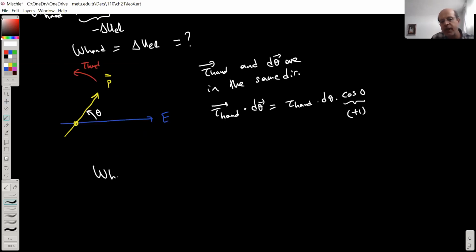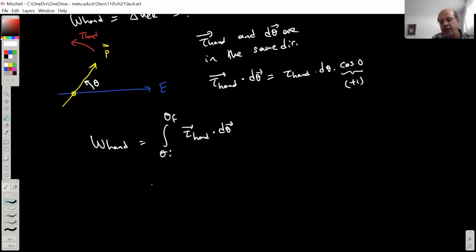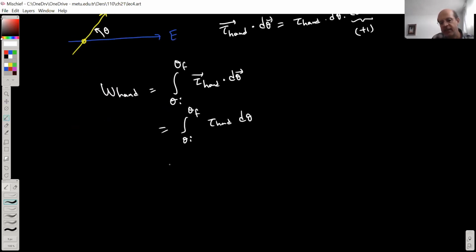So as a result, work done by the hand is normally the dot product of the force with the displacement. I replace this with the product of the torque's magnitude and the change in the angle. The magnitude of the torque applied by the hand is equal to the magnitude of the torque applied by the electric field. In magnitude, they are equal.